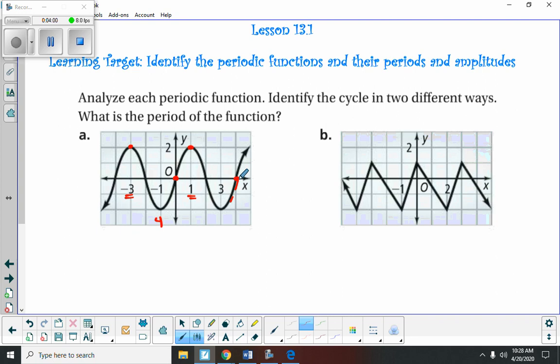All right, so identify the cycle in two different ways. Again, we go from a max to a max. So that would be -3 to 0, so that would be 3 units. Or you could go from a minimum to a minimum. So from -1 to 2, that would be 3 units.